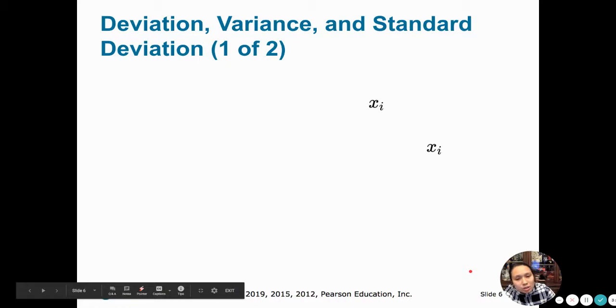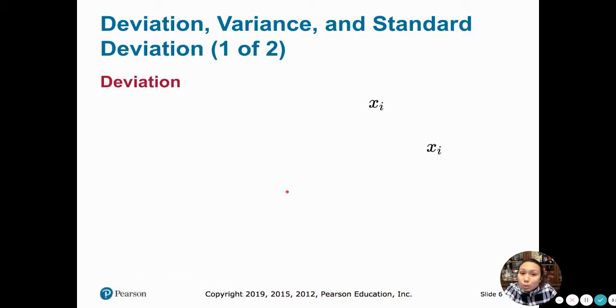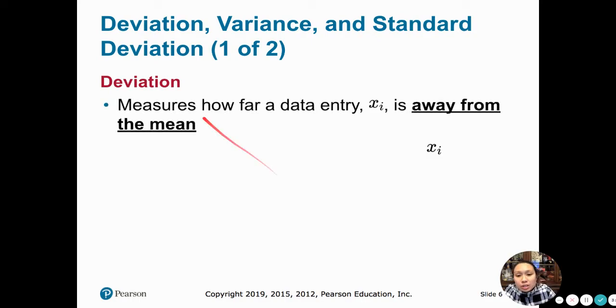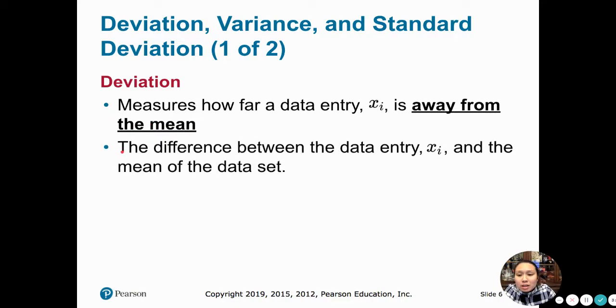All right, now let's go ahead and talk about deviation, variance, and standard deviation. So, deviation. The word deviate means to move away from or get away from, right? And so deviation actually measures, because we're working with numbers, how far a data entry is away from the mean, quite literally. So what that means is that in order to find the deviation, you take the difference between the data entry, xi, and the mean of the data set.